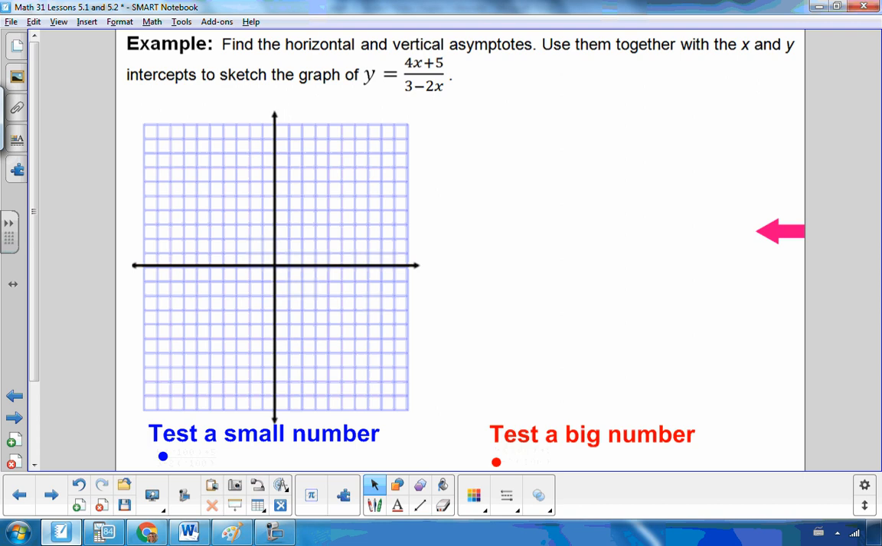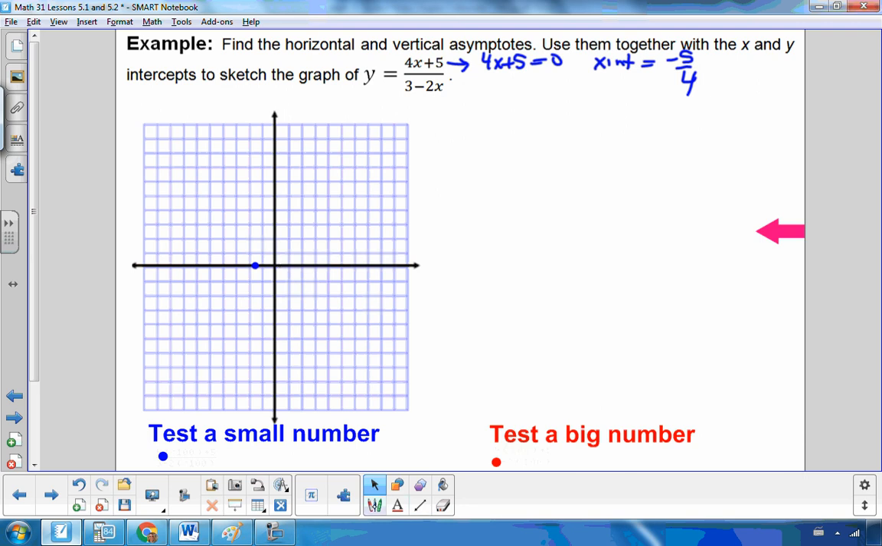Okay, so this one here again, vertical and horizontal asymptotes together. If I look at my original function, just before I get into this, I'm going to look at my numerator set to 0, which will give me my x-intercept. So 4x plus 5 set to 0 will give me an x-intercept of negative 5 over 4. So I have an x-intercept right about there.